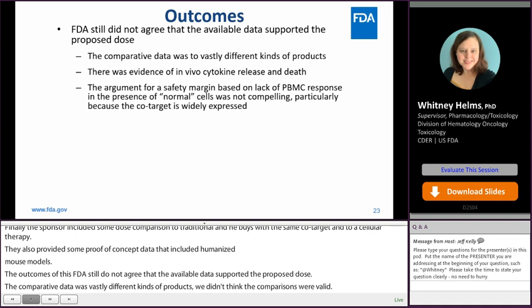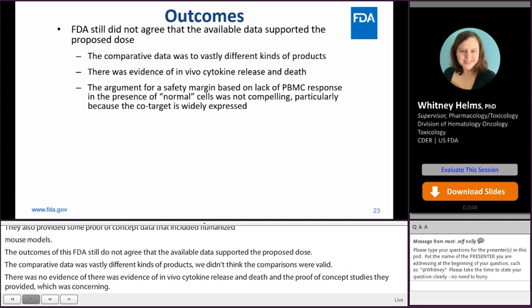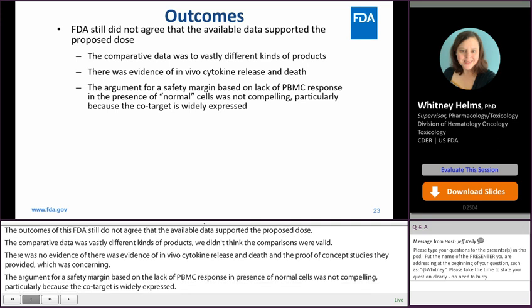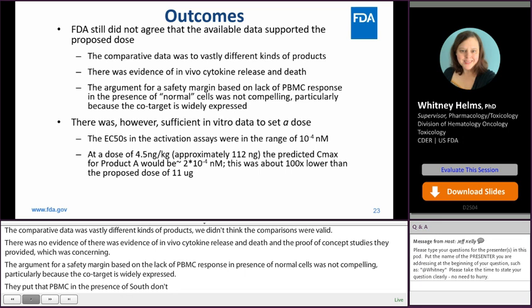The argument for a safety margin based on the lack of PBMC response in the presence of normal cells was not compelling, particularly because the co-target was widely expressed. So they put these PBMCs in the presence of cells that don't express the target, and were trying to say that that provided a safety margin. But again, because the target was so widely expressed, that was not an argument that was all that believable.